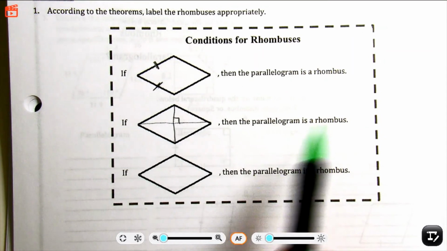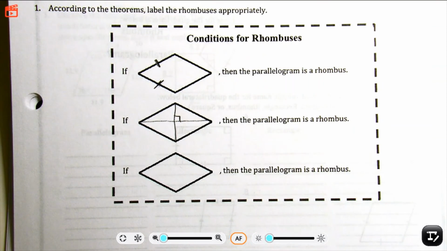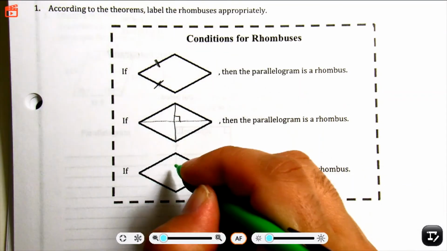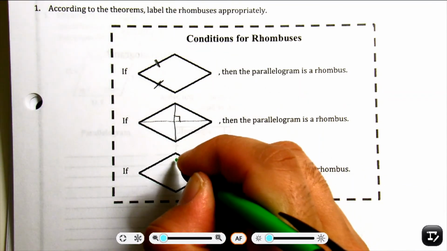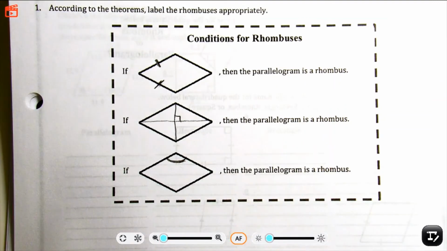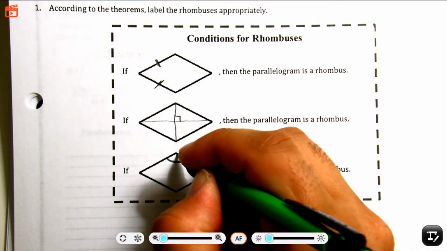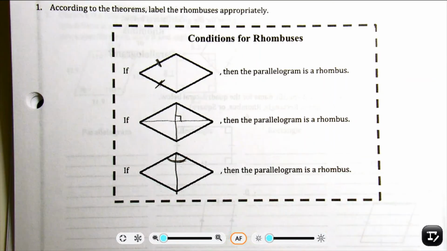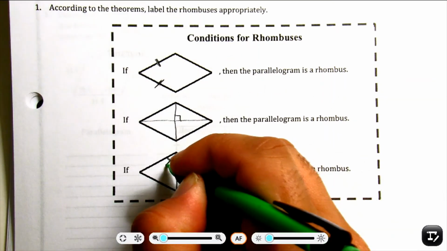And last, the third case was if I have an angle and then a diagonal bisects that angle in half, so this piece is equal to this piece, then this is a rhombus.